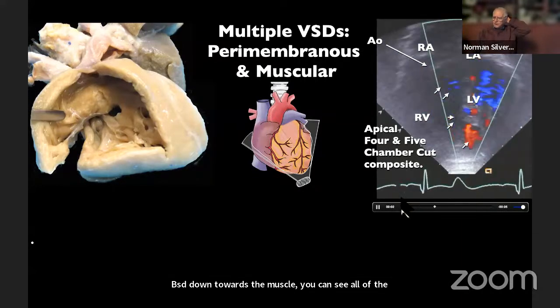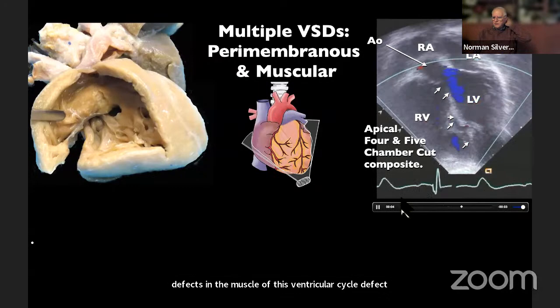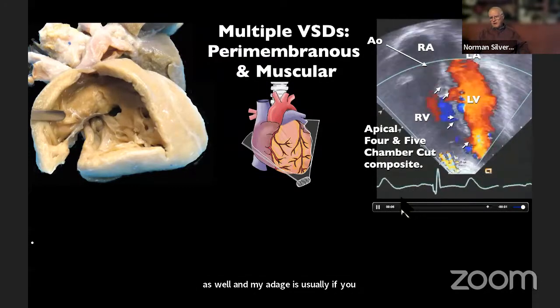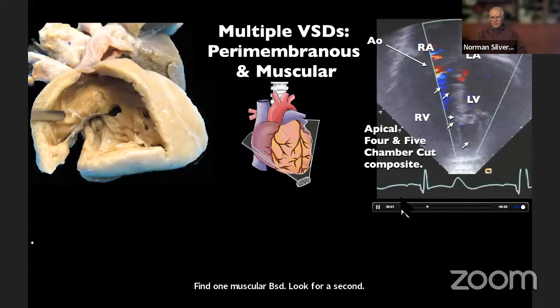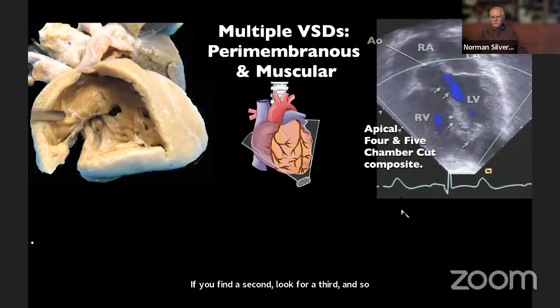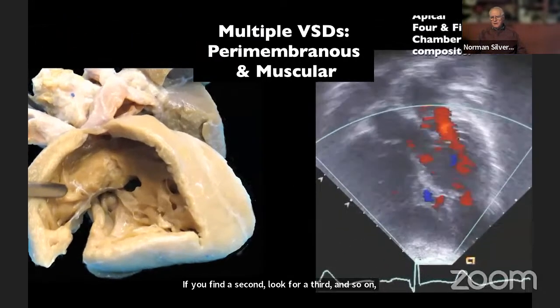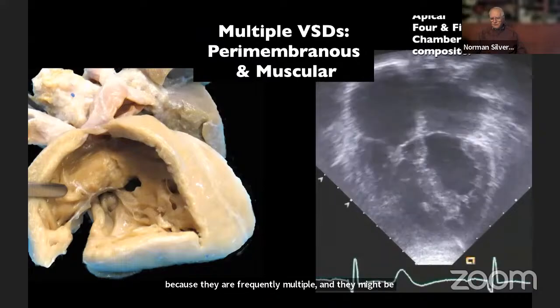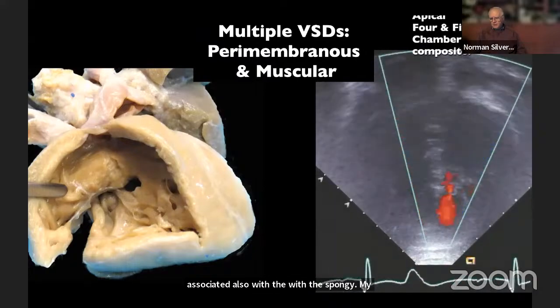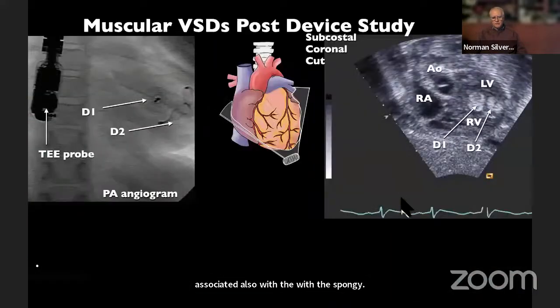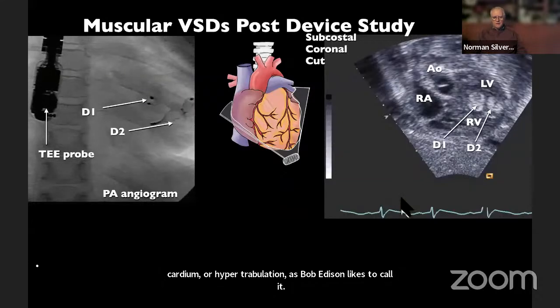And my adage is usually if you find one muscular VSD, look for a second. If you find a second, look for a third, and so on, because they are frequently multiple. And they may be associated also with the spongy myocardium or hypertrabeculation, as Bob Anderson likes to call it. And some of these defects will eventually require intervention.